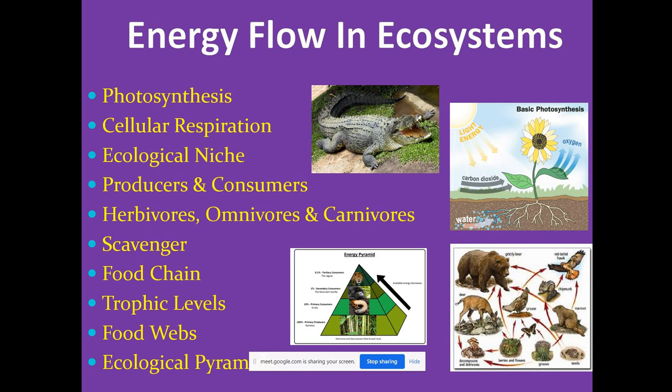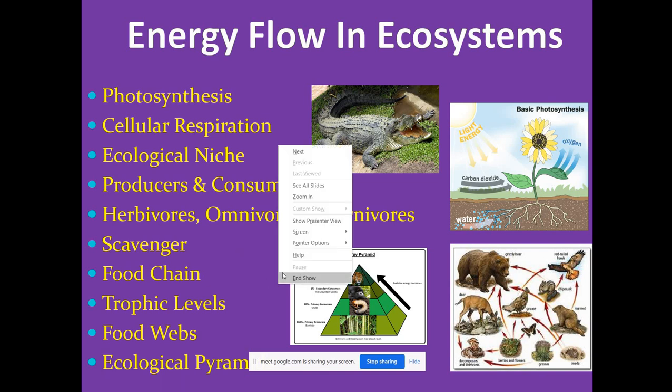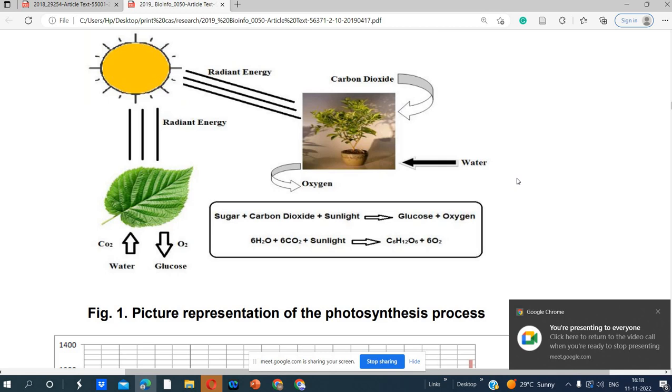Energy flow in the ecosystem. These are the different subtopics related to this: cellular respiration, ecological pyramids, producers, consumers, because the living component can be divided into producers and consumers. So these are all components of the food chain. In the ecosystem, energy flow occurs through the food chain. We also characterize consumers as herbivores, omnivores, because in the environment we get energy.